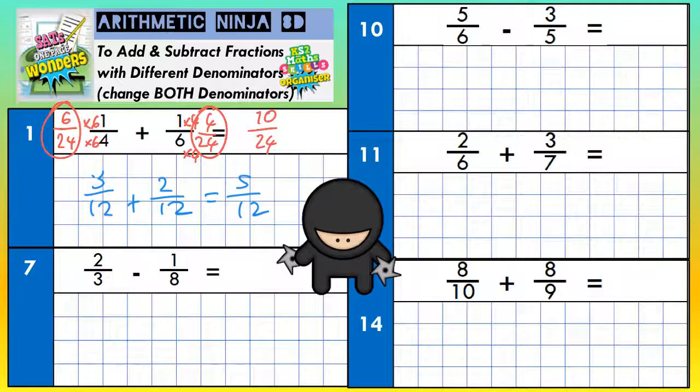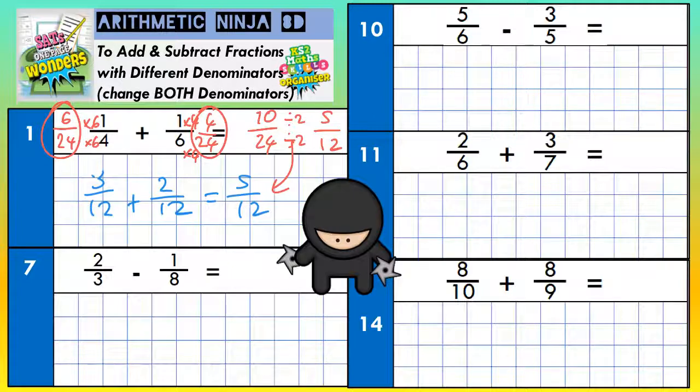But 10 24ths is exactly the same as 5 12ths, which is what we got earlier. Because if you half both of those numbers, half of 10 is 5, half of 24 is 12. So whichever answer you give is the same because it is equivalent. 5 12ths and 10 24ths are equivalent fractions.